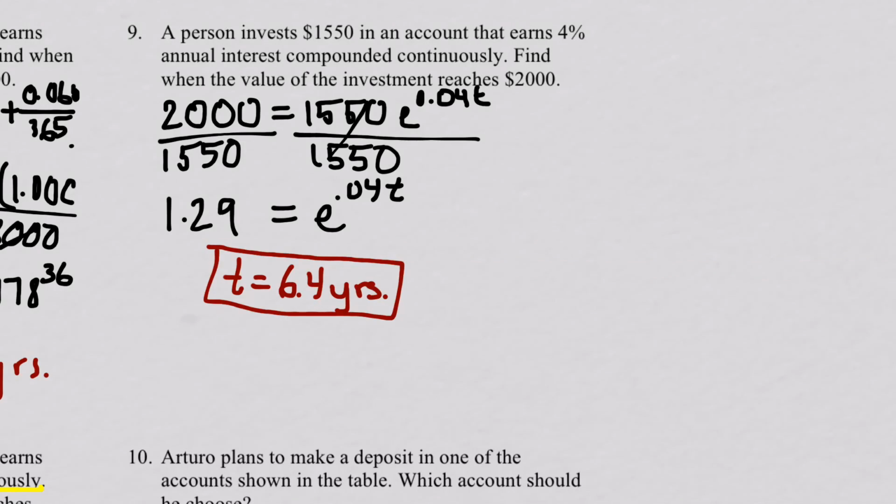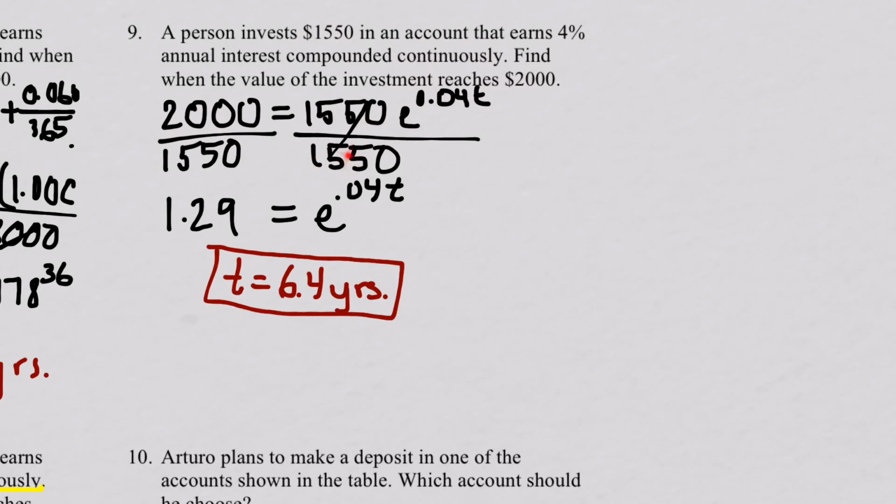Okay, here you go. This is the correct solution, answer to number 9. Let me just really quick guide you through it. 2,000 is the investment that we want, right? We wanted to reach 2,000. 1,550 is what the principal was. 0.04 right here is r because it comes from the 4% annual interest. So 0.04t. And the base is always e for anything that is compounded continuously, right? This is the key word here. That's how we know we're supposed to use e as our base.